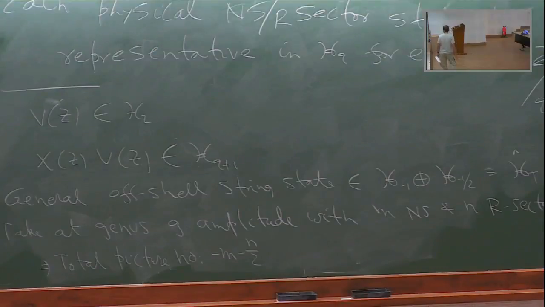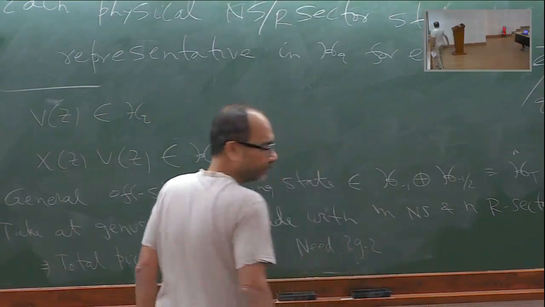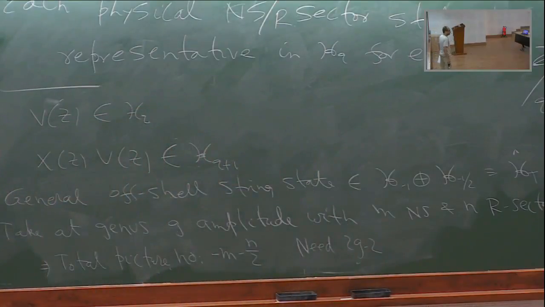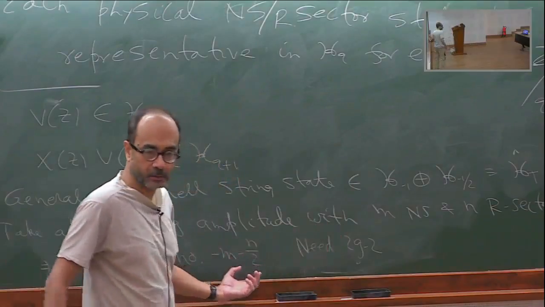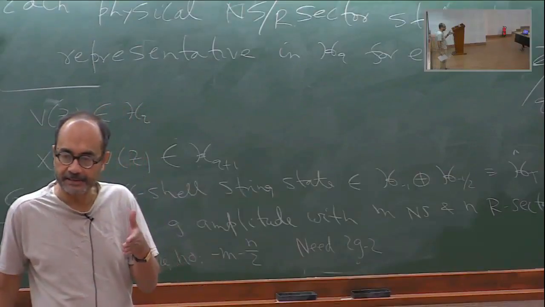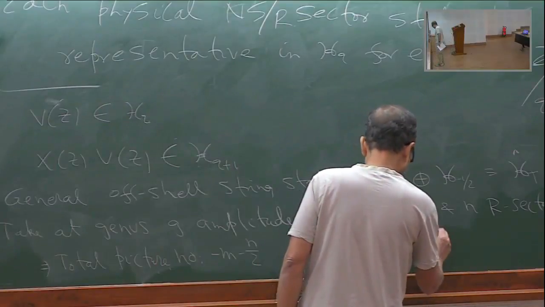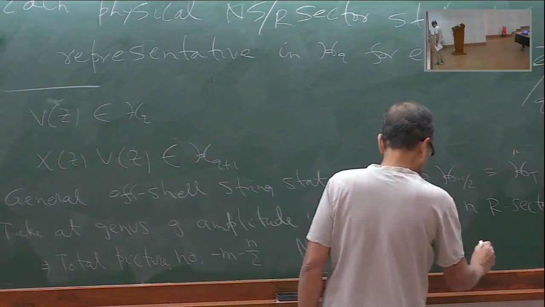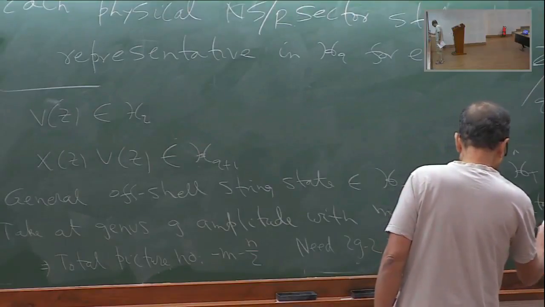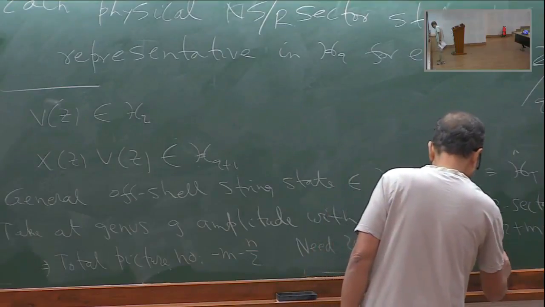But we need 2g minus 2. This is what I had said: unless you have total picture number 2g minus 2, the result vanishes, right? So that means you are missing a picture number of 2g minus 2 plus m plus n by 2. And these have to be supplied by explicitly inserting the picture changing operators in the correlation function. So we supply 2g minus 2 plus m plus n by 2 PCOs in the correlation function.